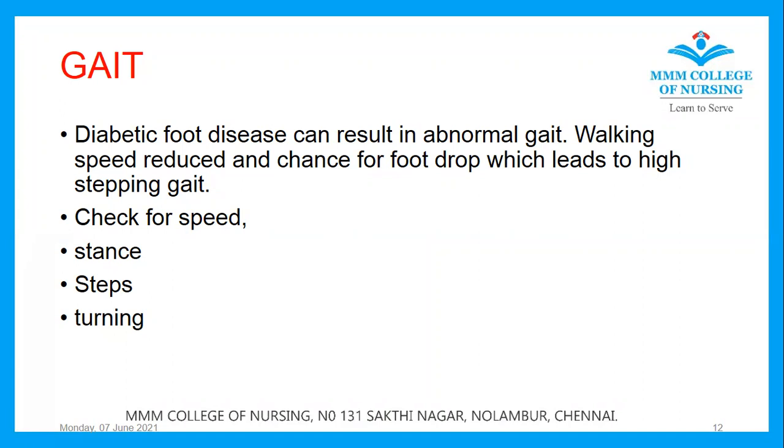Then turning: due to impaired sensation and proprioception, when the patient walks and takes a U-turn, the patient finds it difficult and something slips. That is due to the impairment of sensation and proprioception. So all these things will reveal whether the patient has peripheral neuropathy or not.